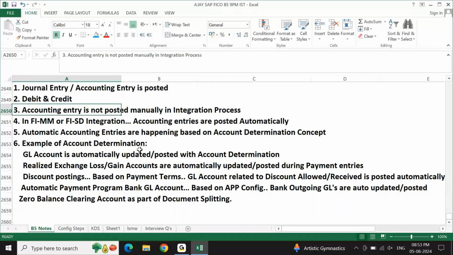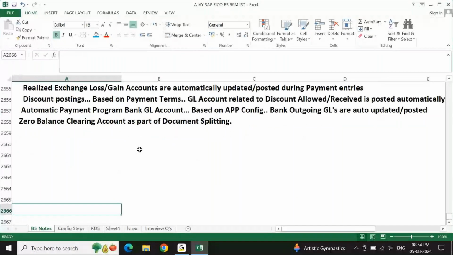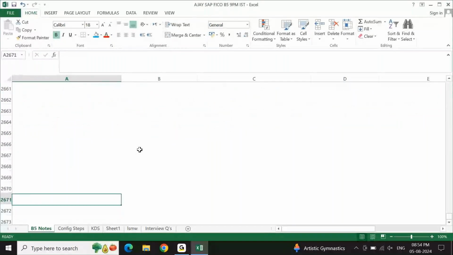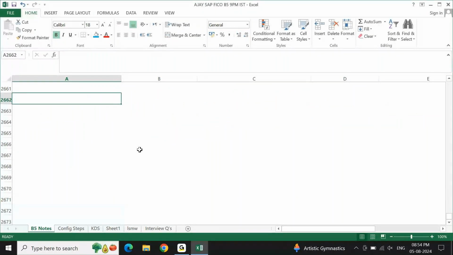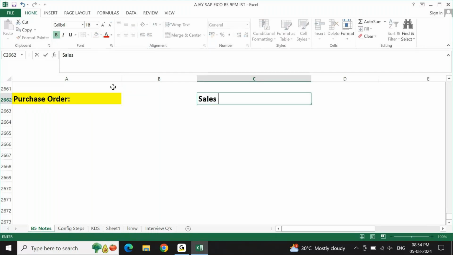Here, that is the first point you need to understand. Remaining points I'll update as and when we require it, and as of now, these points are sufficient. First point, you need to understand something called purchase order. Second point is sales order.